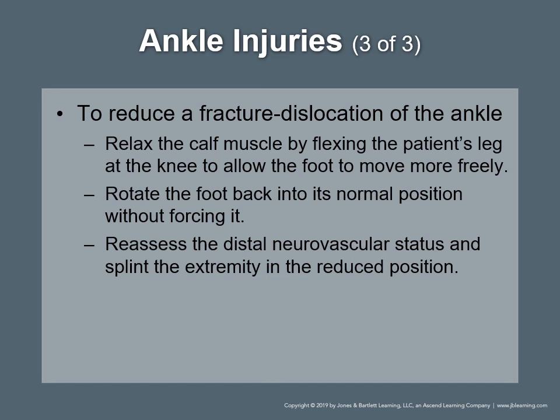So to reduce a fracture dislocation of the ankle, relax the calf muscle by flexing the patient's leg at the knee to allow the foot to move more freely. Rotate the foot back into its normal position without forcing it. Reassess the distal neurovascular status and splint the extremity in the reduced position. If you are unable to reduce the fracture dislocation, notify medical direction, splint the ankle in the position it was found, and provide rapid transport.